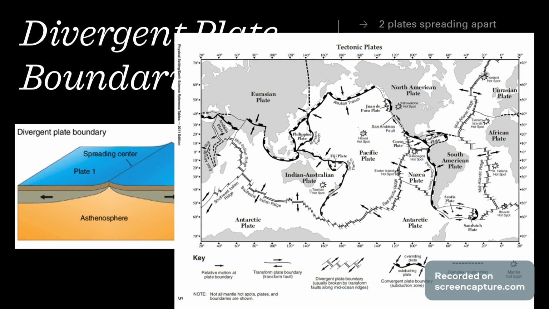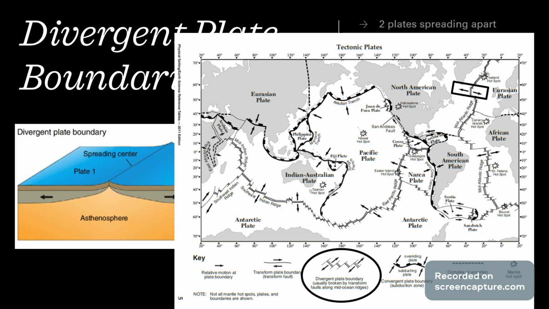Now, when we check out our map, we are indeed going to have a divergent plate boundary symbol at the bottom. So divergent plate boundaries, the most noticeable aspect of them is that the arrows are pointed in opposite directions from each other.